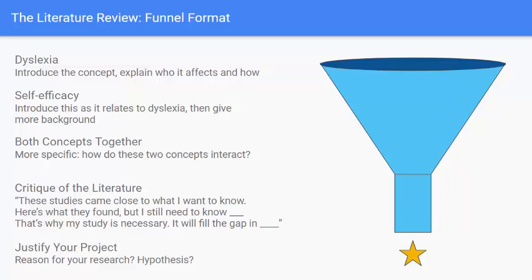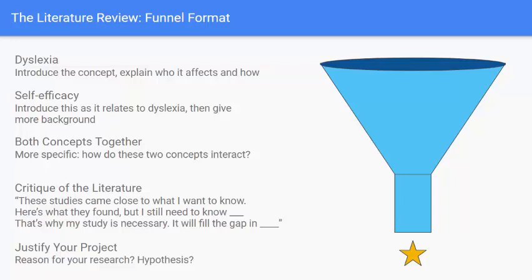Then you start to narrow it down a little bit more and you start to talk about self-efficacy. So that's your second concept. So you introduce self-efficacy as it relates to dyslexia and you give some more background information. What is self-efficacy? What does it affect in your life? What are the different types of self-efficacy? Then you get more towards the bottom of the funnel and you start to combine the two concepts together. So how do these two concepts, dyslexia and self-efficacy, interact with each other?